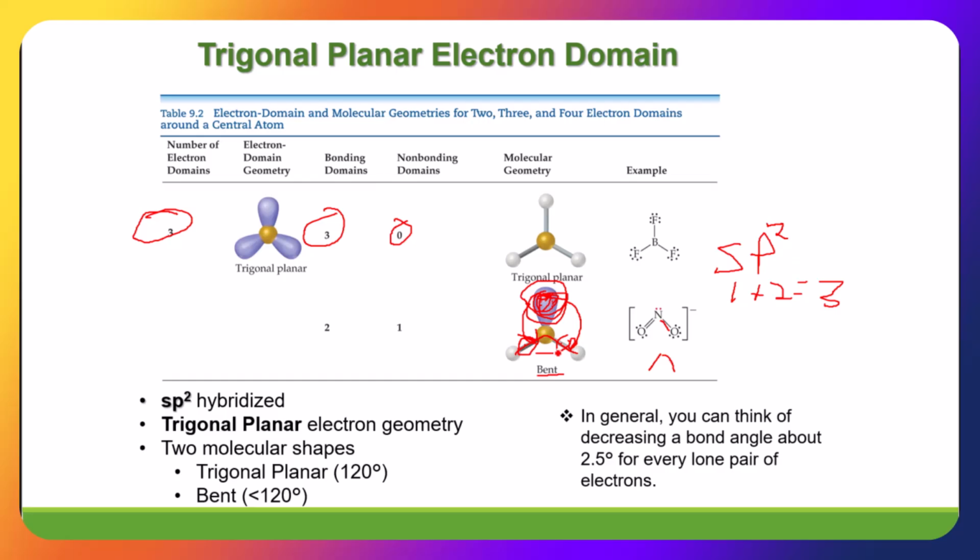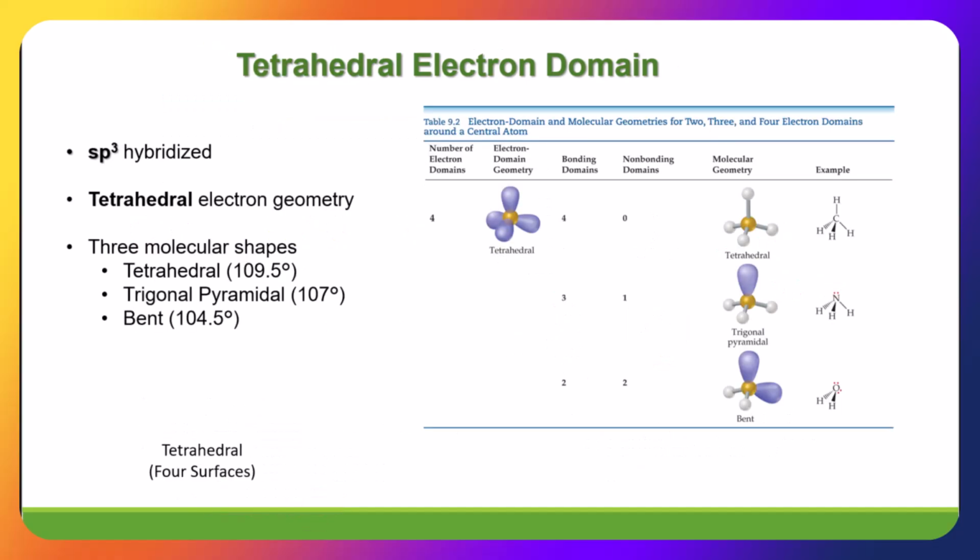This bond angle here is less than 120 degrees. And that's because the non-bonding electrons take up more space, and they push a little bit harder on those bonding electrons. All right. Tetrahedral electron domain, that's 4 things. So here we're depicting 4 things around the central atom, 4 bonding domains, 1, 2, 3, 4.